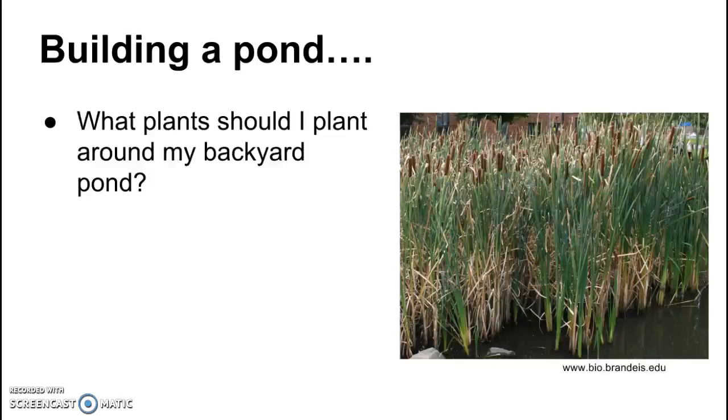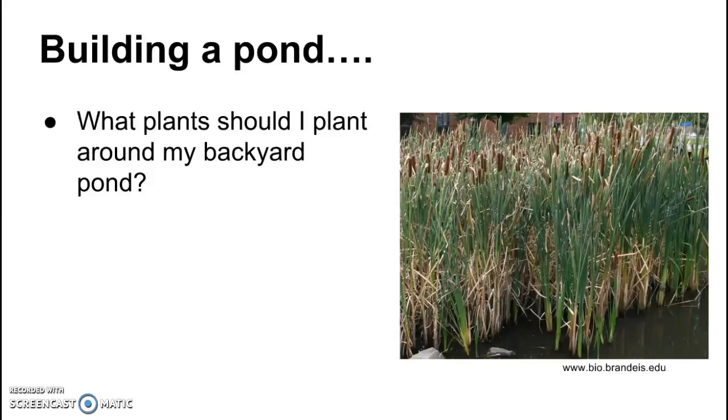Today what we're going to be doing is first posing the question of, my wife wants me to build a pond this summer in our backyard. In that pond, I want to know what type of plant I should plant around it, because you just can't have a pond by itself. It needs to have some sort of a background.